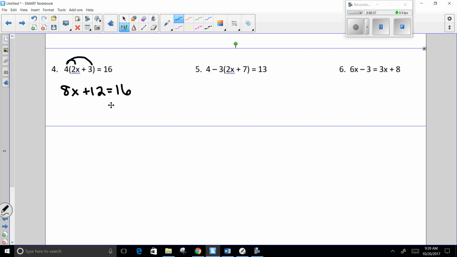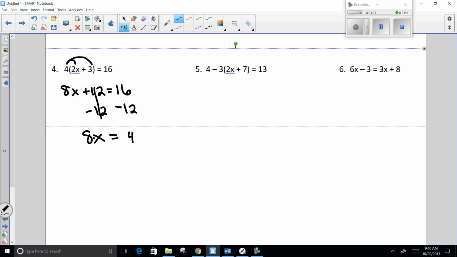Now this is very similar to an equation we solved in an earlier video. We have the 12 and we have the 8 that we need to move away from the x. So how do we move the 12 to the other side? We do the opposite operation. We subtract 12 from both sides of the equation. So what happens is we end up getting 8x, because the 12 and the negative 12 becomes 0, equals 16 minus 12, which is 4.